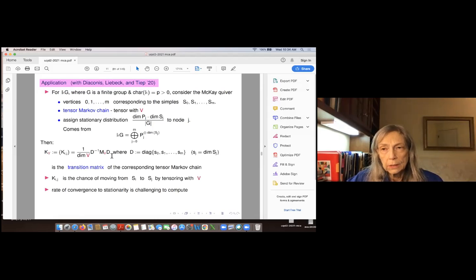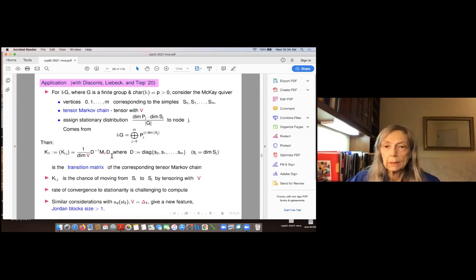Okay, so what did we discover? We discovered that the rate of convergence to stationarity is challenging to compute. So if you were trying to figure out how many times do I have to take a tensor product to get close to where I began, that's hard to compute. And similar considerations with the small quantum group or restricted quantum group give a new feature. And this new feature is Jordan blocks of size greater than 1. So this is like in the previous talk where you get generalized eigenspaces.